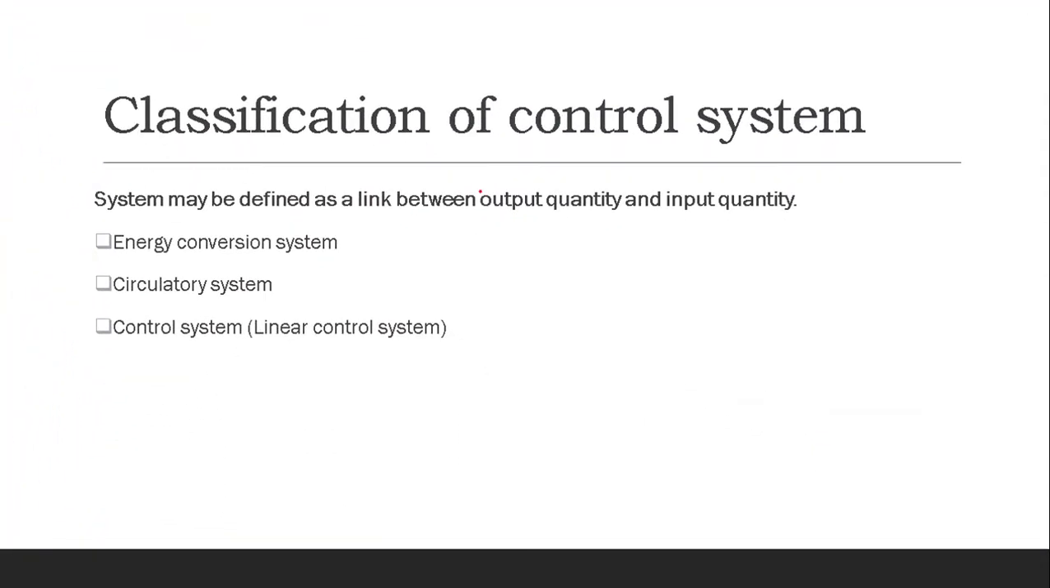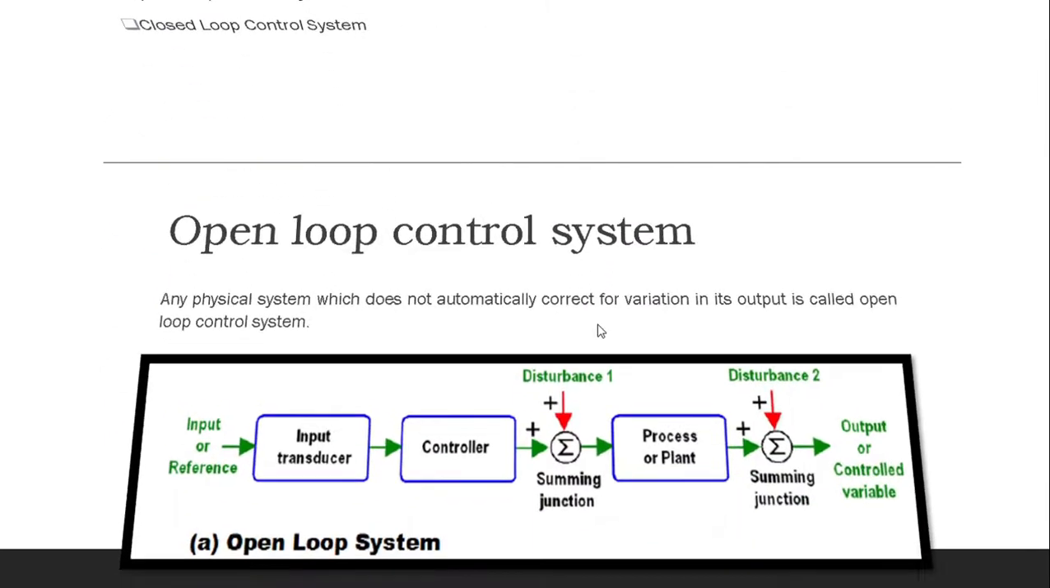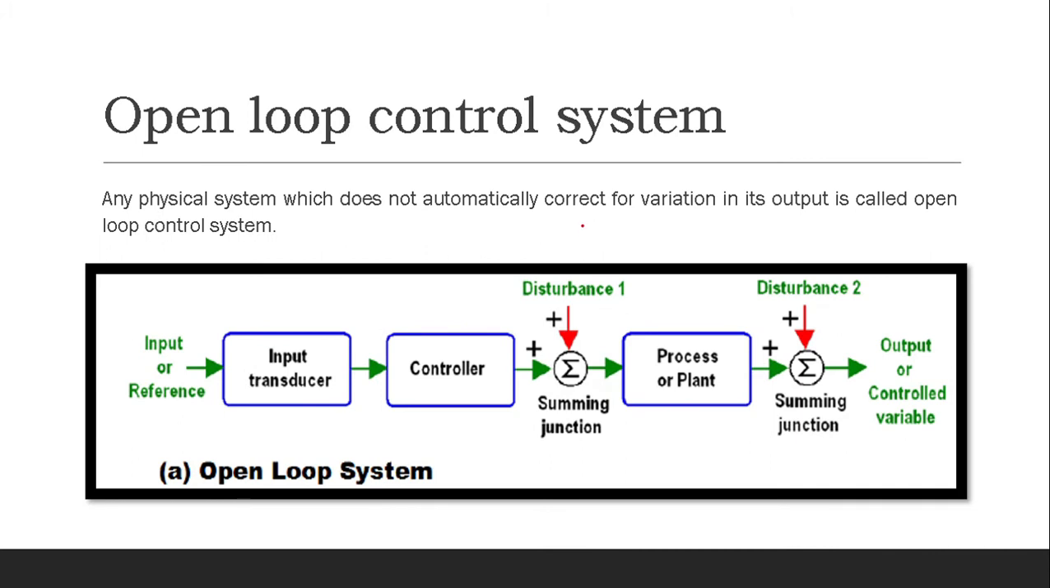In the previous lecture we were discussing different kinds of systems. We discussed these three systems, that is energy conversion system, circulatory system, and linear control system. Also I have already defined the basic definition of open loop control system and closed loop control system using one example of temperature control of our room. Now we are going to deal with the detailed analysis of open loop control system.